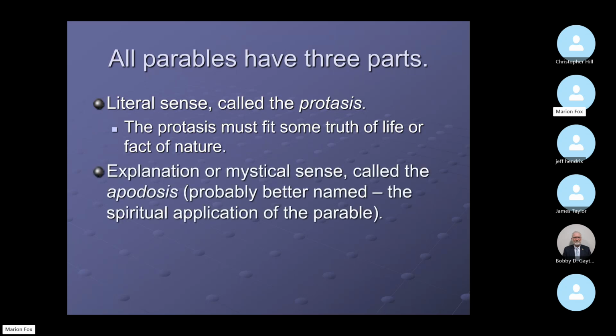Then there's an explanation of the mystical sense. I hate to use the word mystical, but the various writers use it. I would argue it's just an explanation. The mystical has to do with a mystery, the revealing of a mystery, called the apodosis. The Greek preposition apo, the first 3 letters, is the word from, and then dosis, something given. So it's an explanation from it.